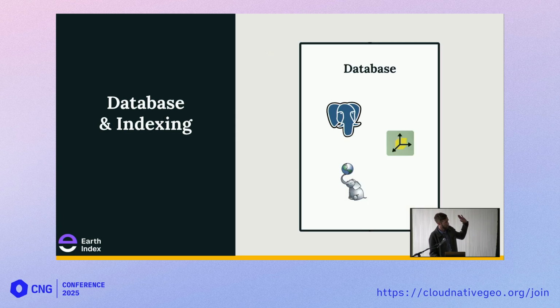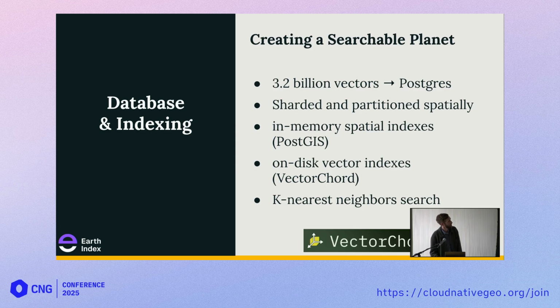So once we have all of our embeddings, we make those embeddings searchable by using just a traditional database. We take those 3.2 billion vectors from 1 year and just put them right into Postgres. Nothing pioneering about that, pretty boring actually, but it works for us.